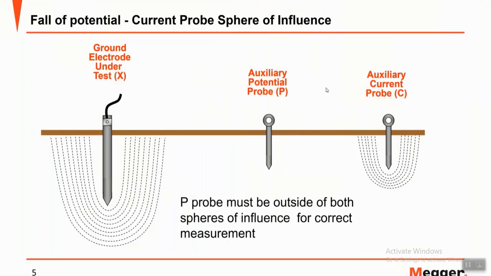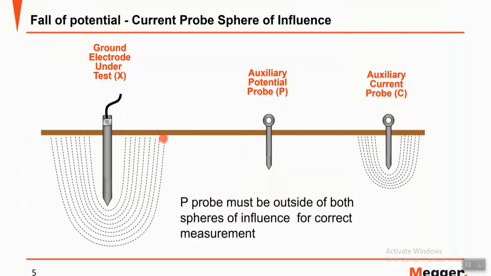This is the example connection. You can see the ground electrode under test, which we mark X, and the auxiliary potential probe between the electrode under test and the current probe at the end. The P probe must be outside of the sphere of influence.